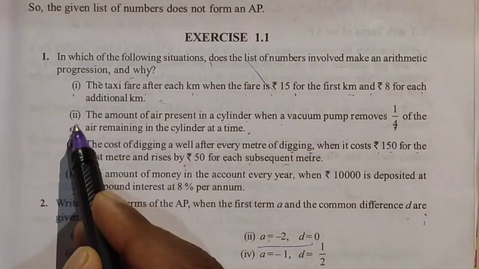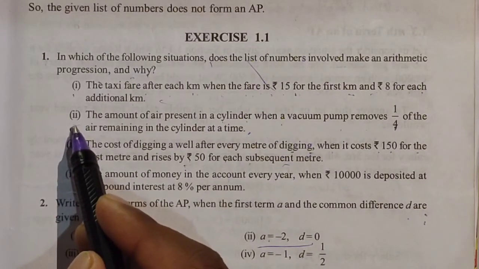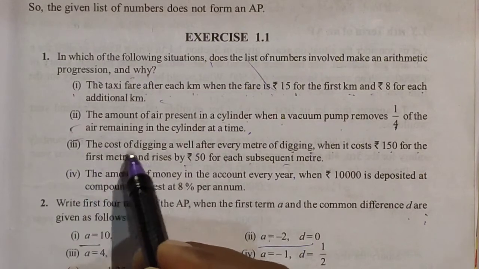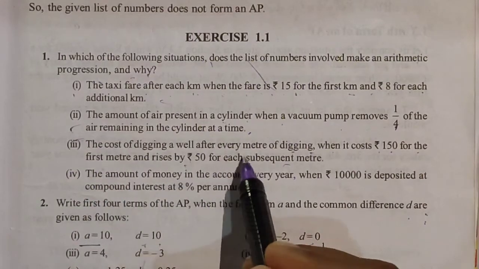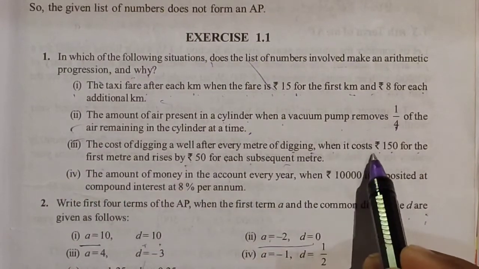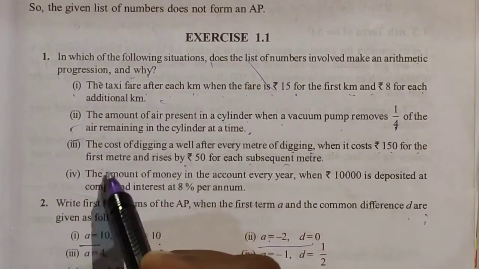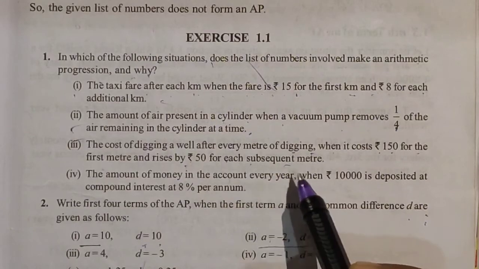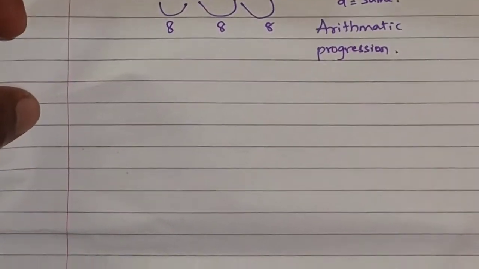Next, question number 2, sub question number 2, you can try. This is a practice question. I will solve the third sub question, that is the cost of digging a well after every meter of digging, when it costs 150 rupees for the first meter and rises by 50 rupees for each subsequent meter. There is one work, that is digging of one well.